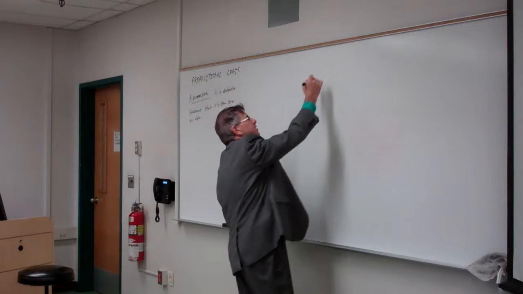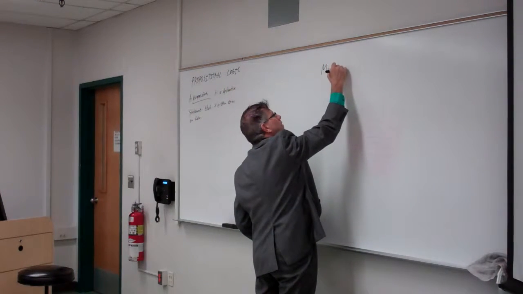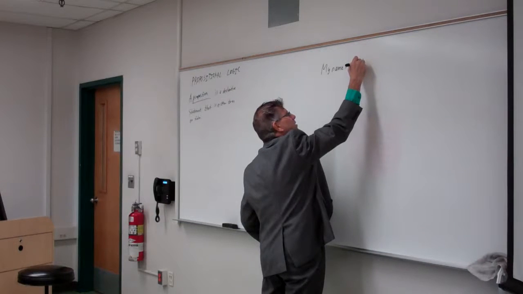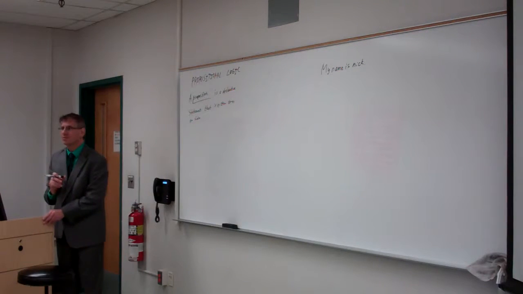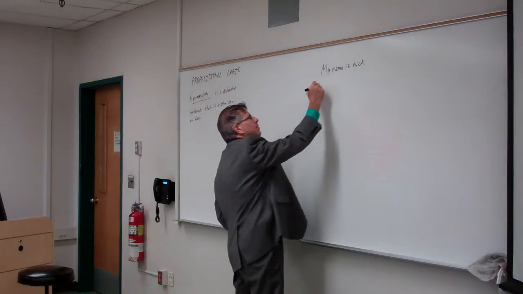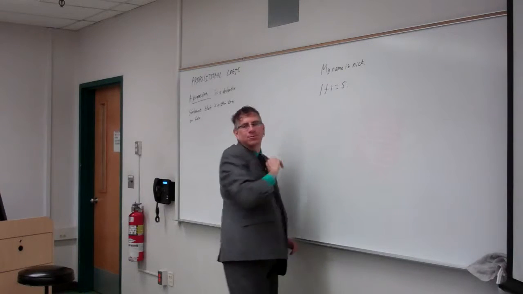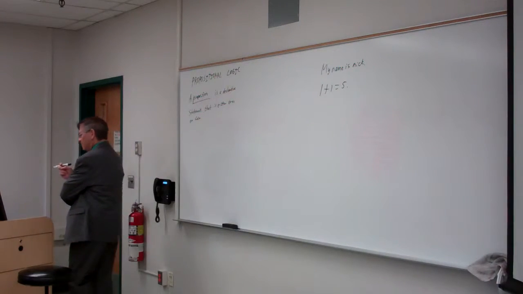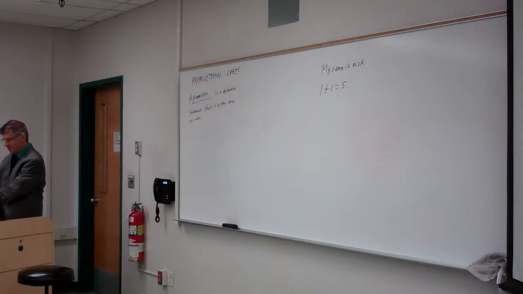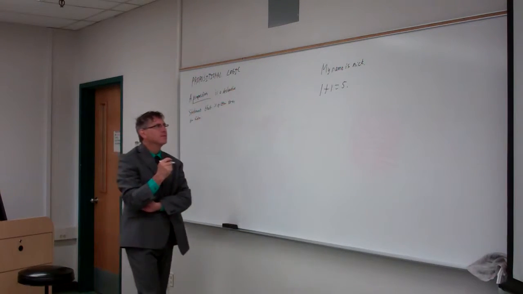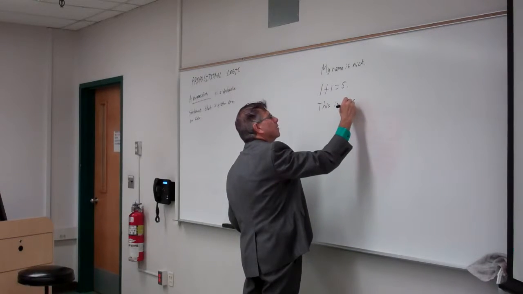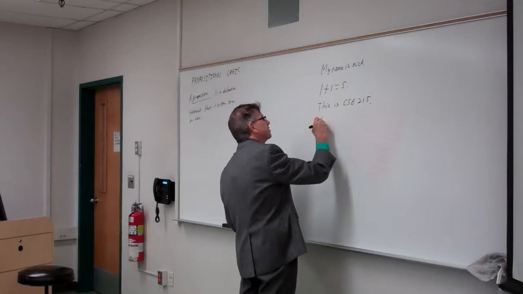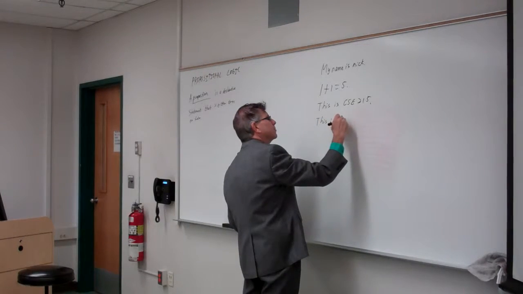So here's some declarative statements. My name is Nick. It's declaring something and it's either true or false. 1 plus 1 equals 5. That is a proposition. It's a declarative statement. It's either true or false. Happens to be false. This is CSE 215. This is Baking 101.